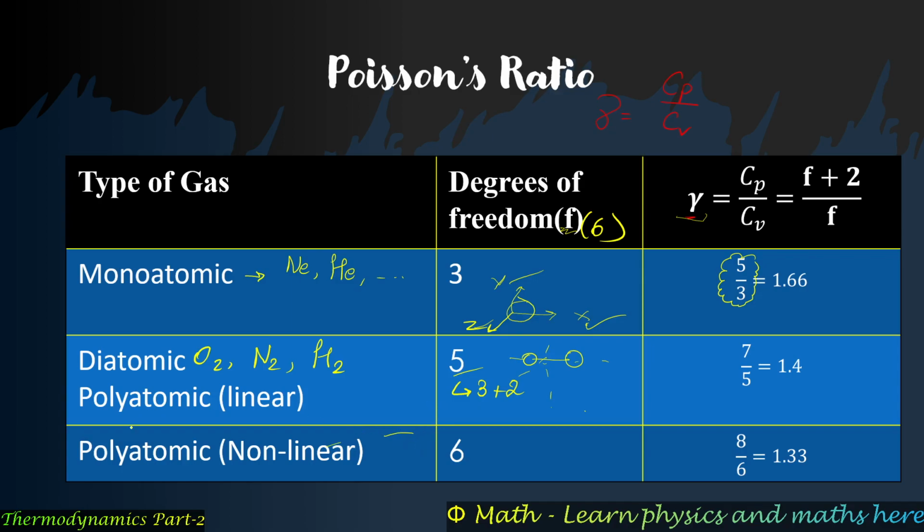Now after this we have polyatomic linear and non-linear gases. Polyatomic linear gases are like CO2, which is denoted by this structure. As you can see, they consist of more than two atoms. The linear molecules are treated just like the diatomic ones. So they also have degree of freedom equal to 5, and their gamma is also equal to 7 by 5, which is 1.4.